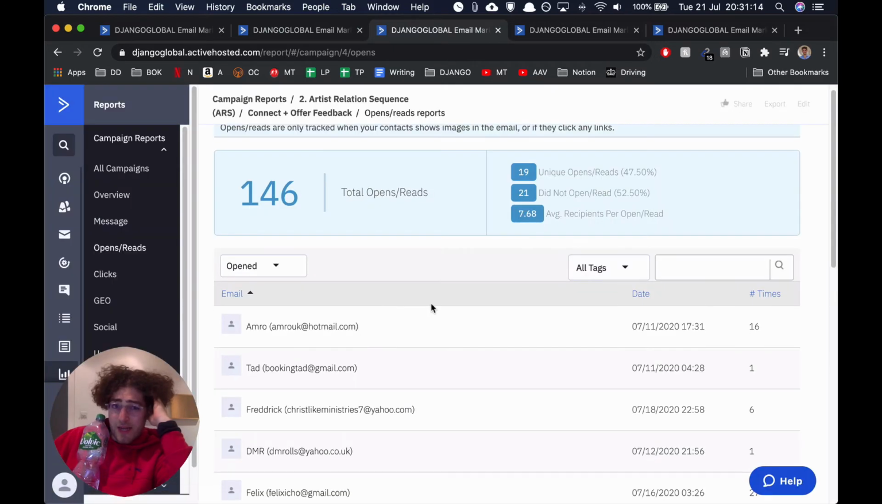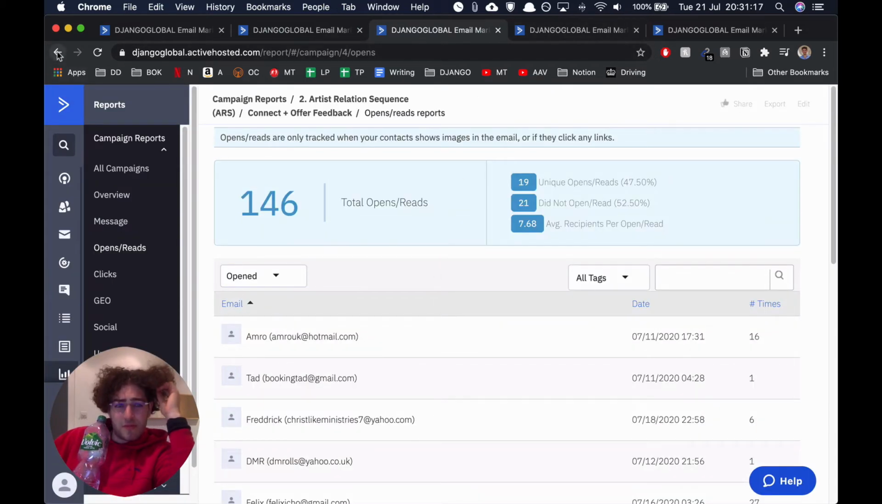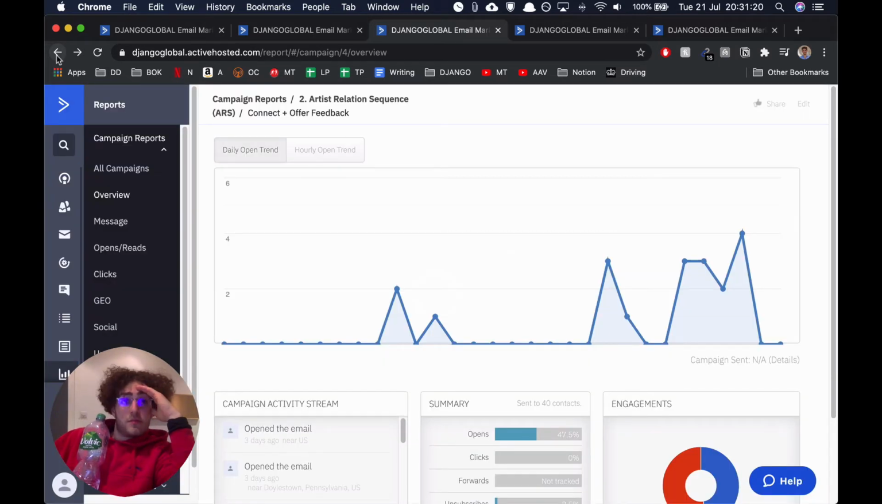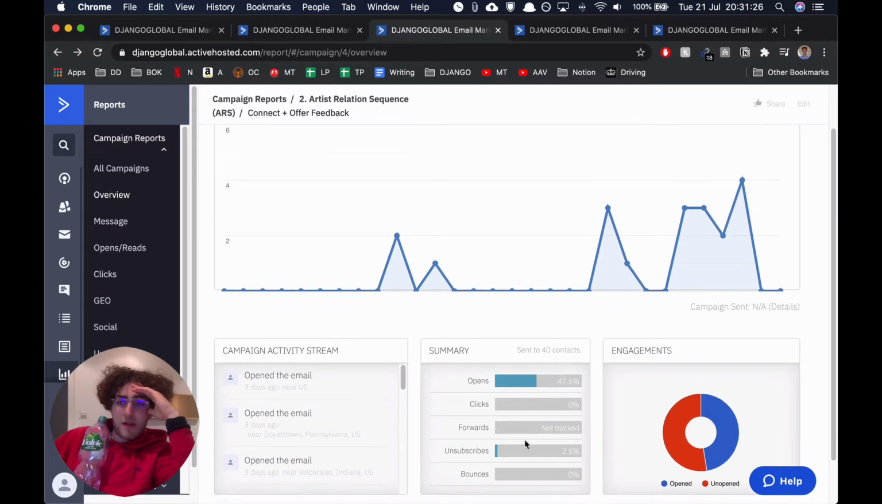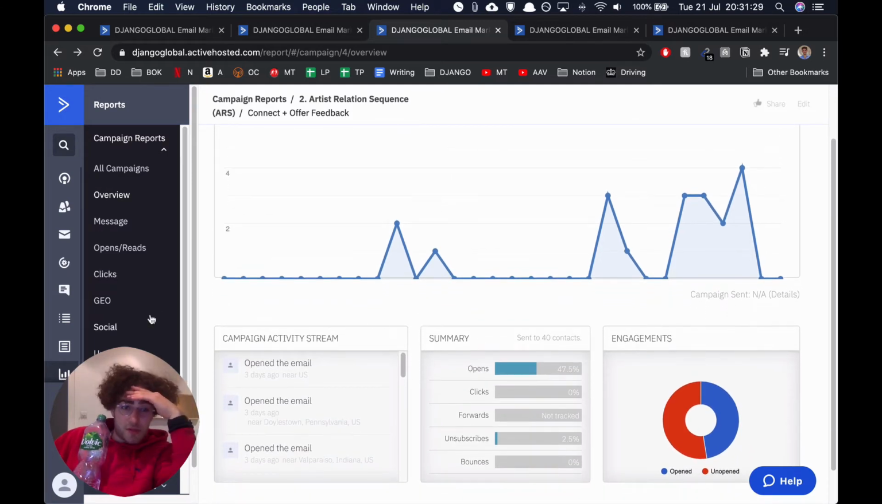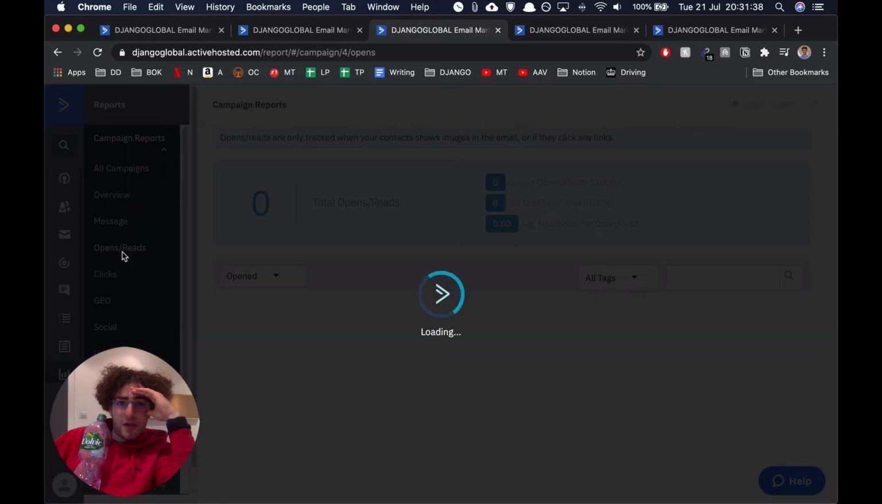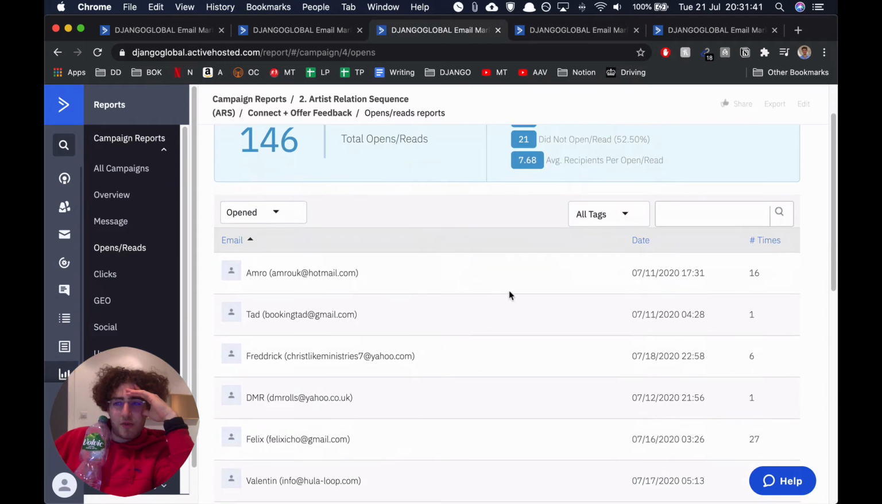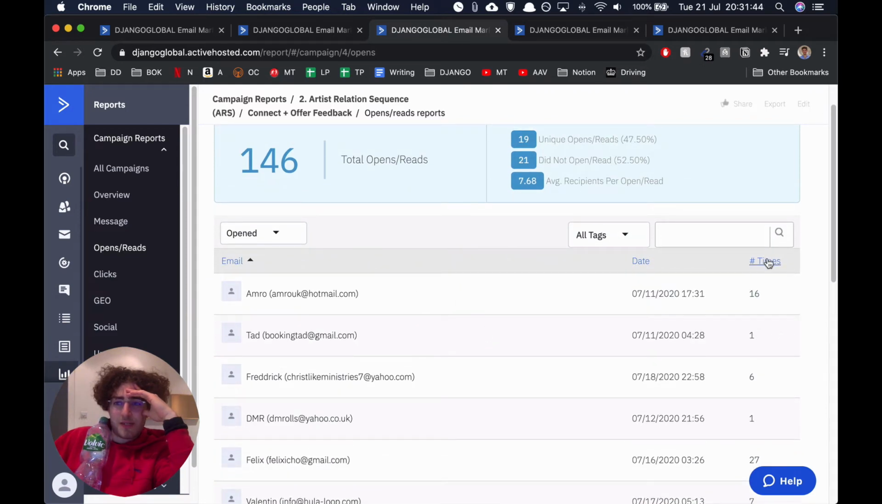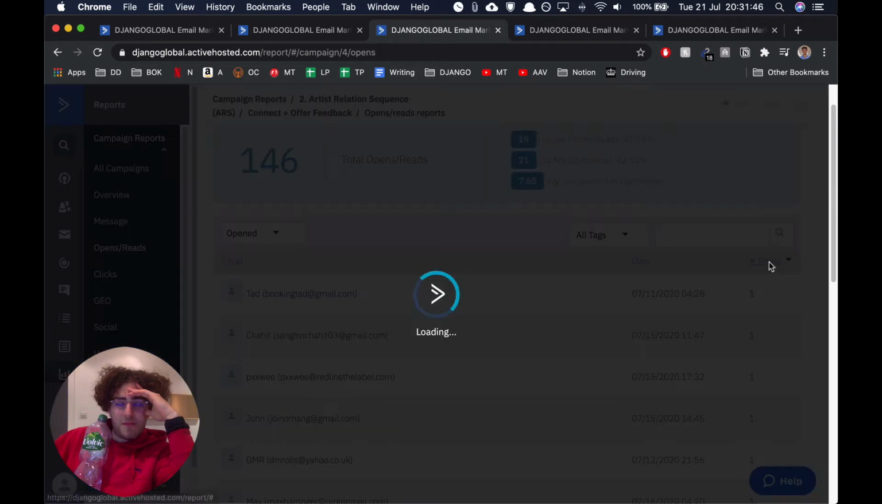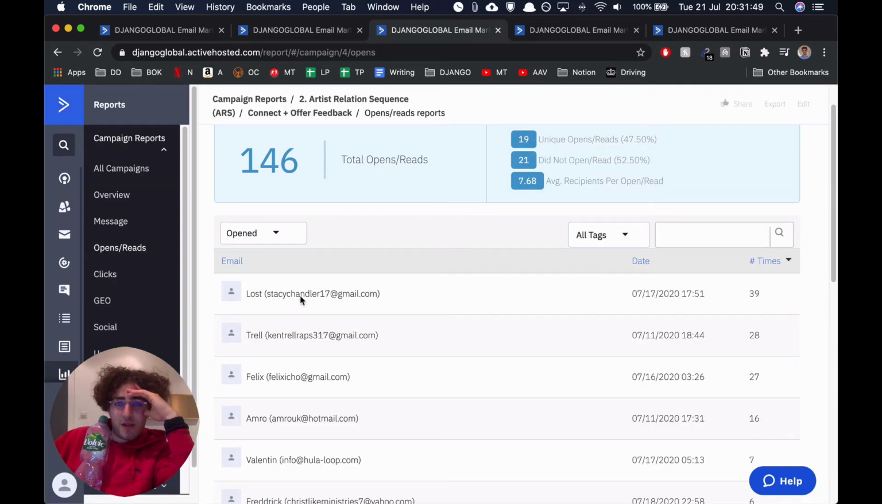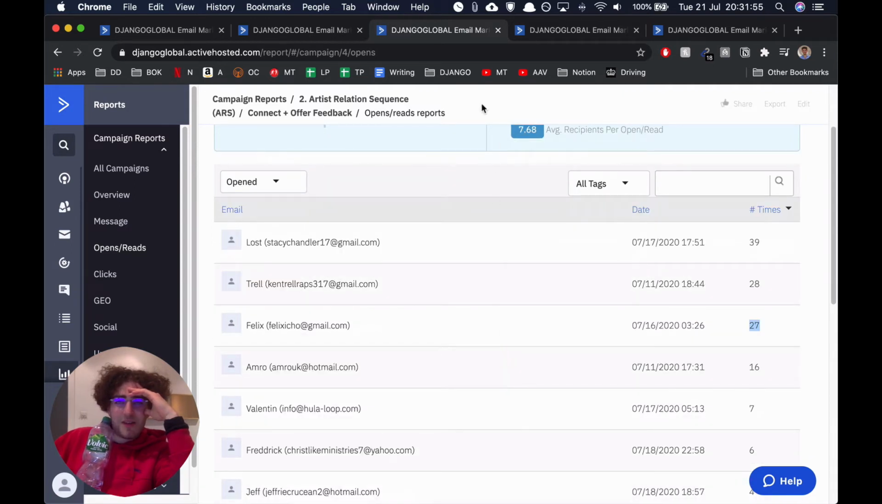We can again see the next email in the sequence, again like 50% open rate, 1 unsubscribe. I mean, we don't have a lot of data, to be fair, but I would hope for a slightly higher number here. You can see the opens and reads, so we can actually see who's opening it, and we see this guy, for example, opened it 16 times. And you can sort by the number of times. This guy opened this email 39 times, 28 times, 27 times.